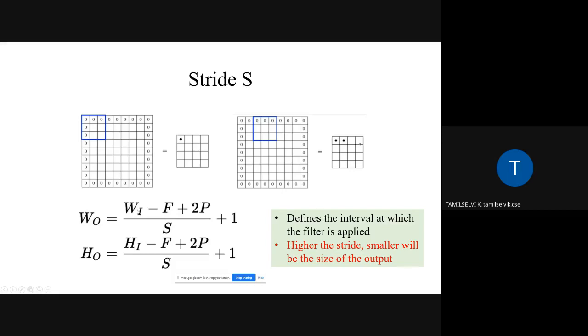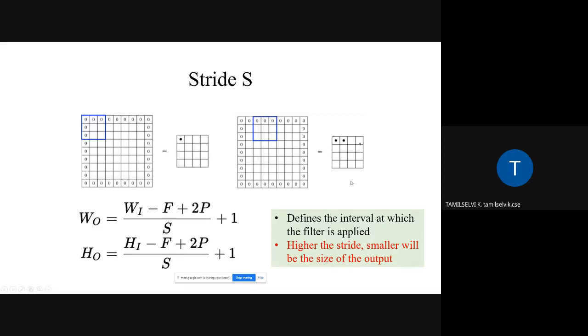So wi is 7. 7 minus 3 is 4. 4 plus 2 is 6. 6 by 2, since I have used stride 2. If you want to skip one cell, you have to give a stride of 2. So 6 by 2 is 3. 3 plus 1 is 4. Finally, you will get 4.